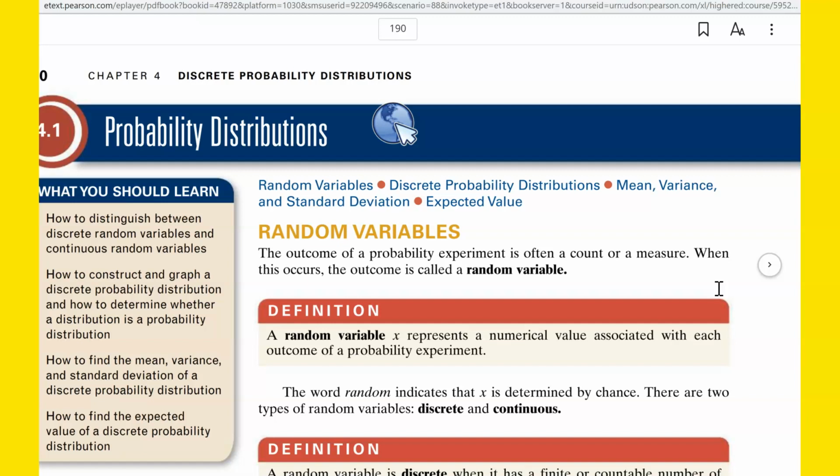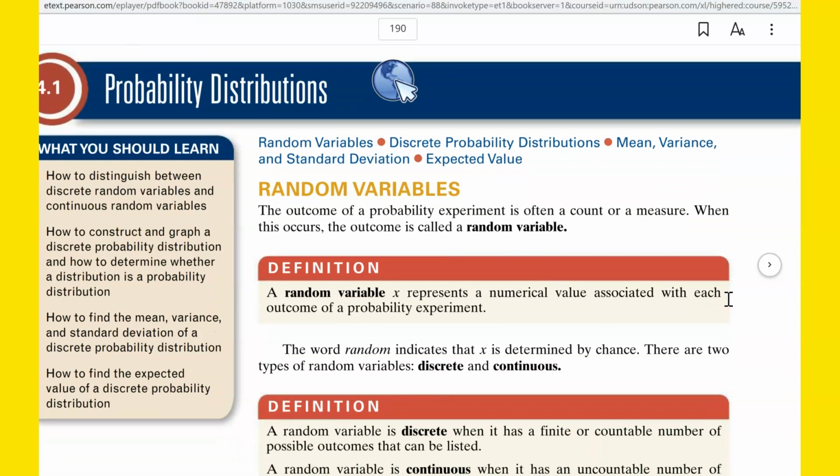Chapter 4, we're getting into probability distributions, which is getting closer to how this is applied to statistics. All right, 4.1. Chapter 4 in general deals with discrete probability distributions as opposed to continuous probability distributions, and we'll find out what the difference between those are.